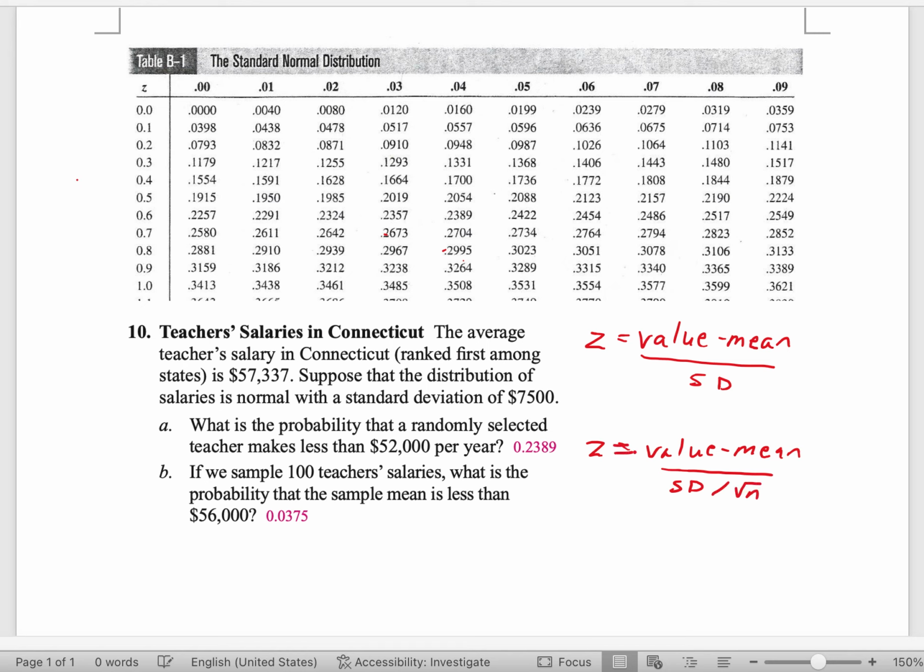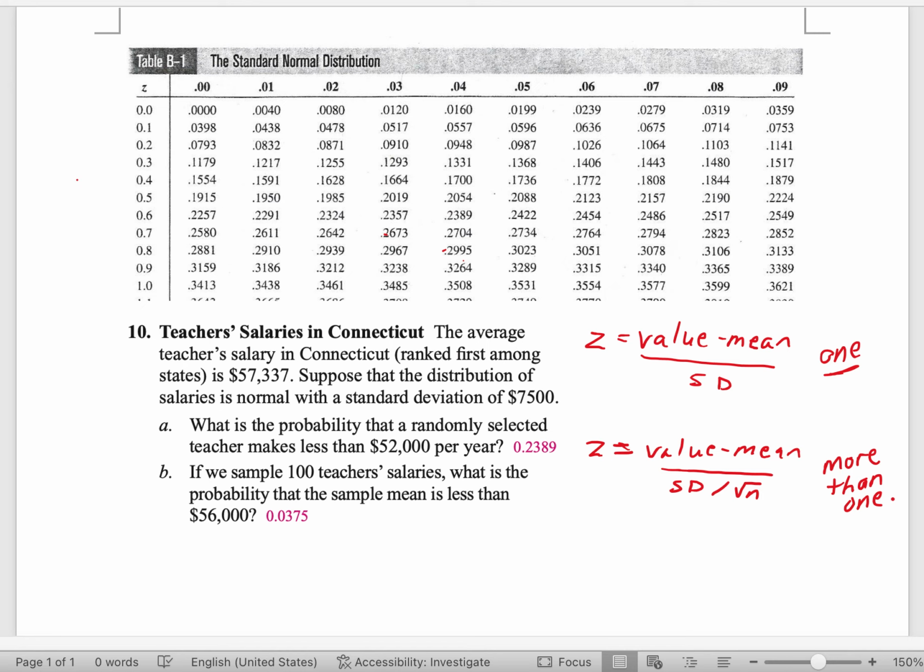So the first thing that you've got to ask yourself is, do I know which formula I need to use for the problem? All right, so this first formula is going to be used if you have one person or thing that you're talking about in the problem. And the second formula is going to be used if you have more than one, like a group or a sample. All right, so that's the first thing. Look at your problem. Can you make that determination?